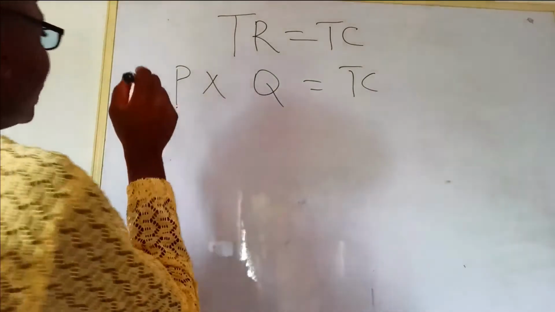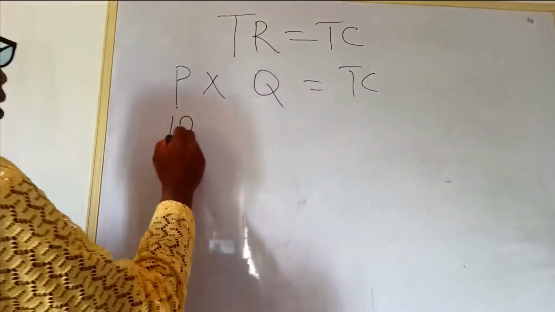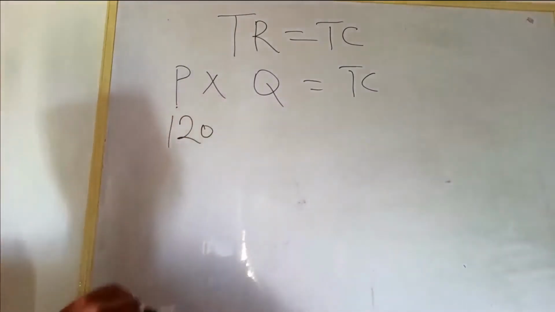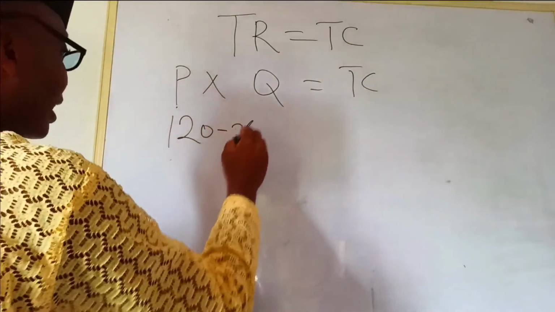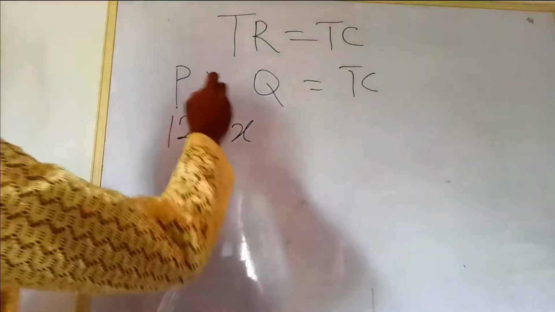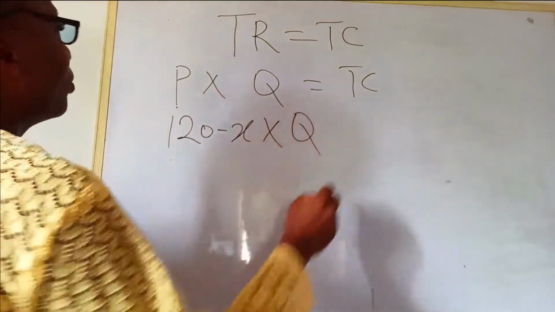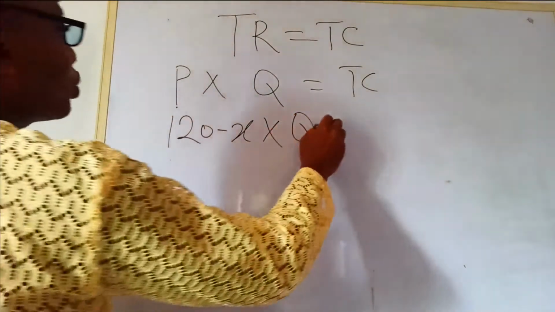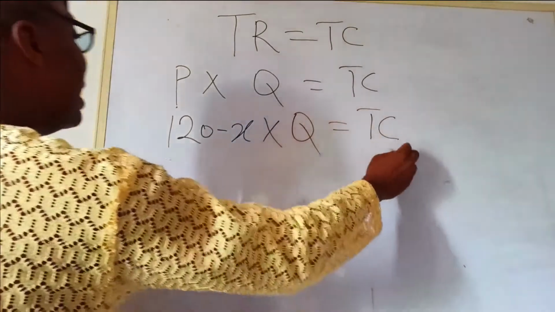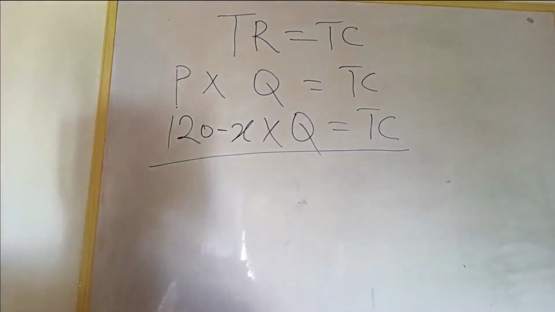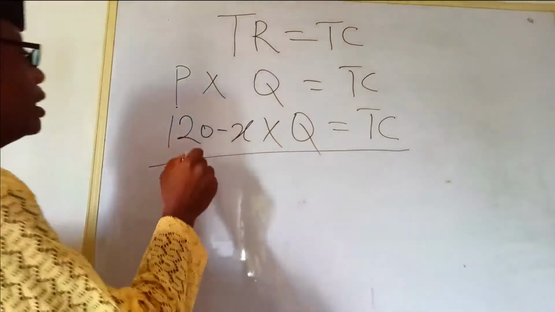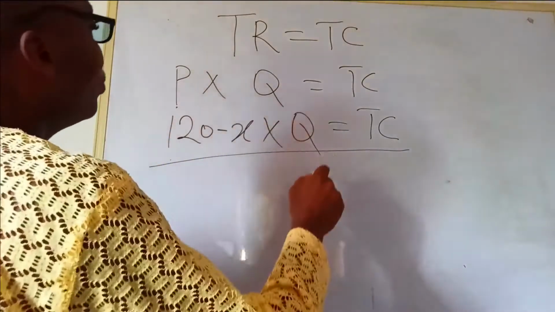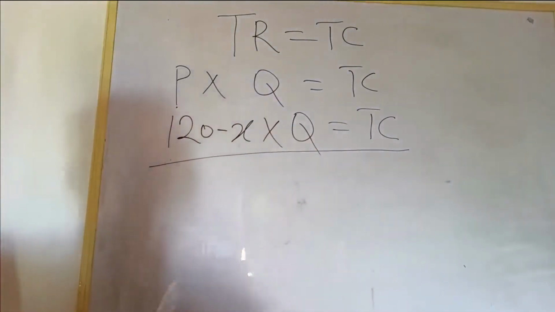But we know that the initial price is 120. 120 minus how much will give us the new price? We don't know, minus X. Our times is brought here, times Q, equals total cost. Please observe this very critically. This is what you need to solve this problem. 120 minus X times Q equals total cost.